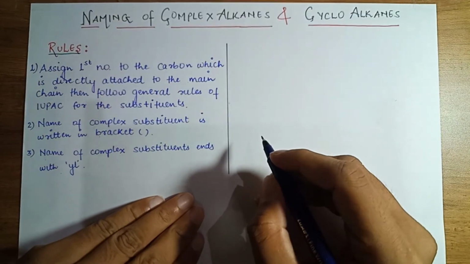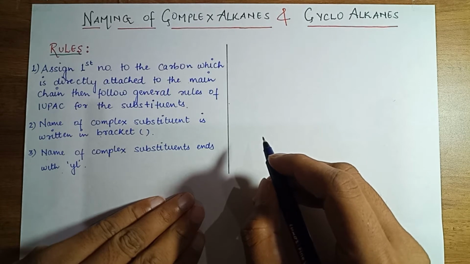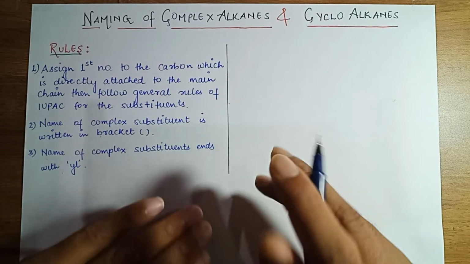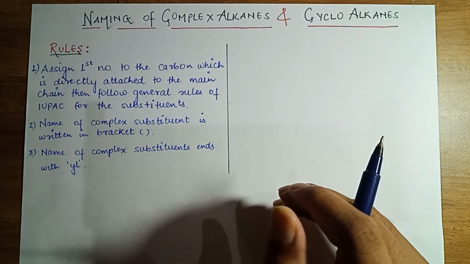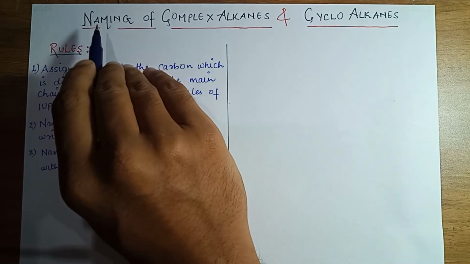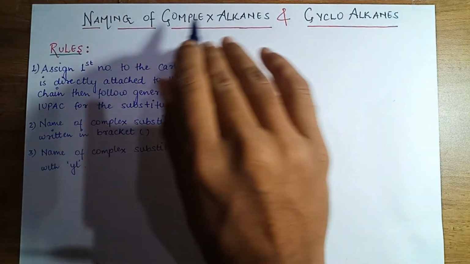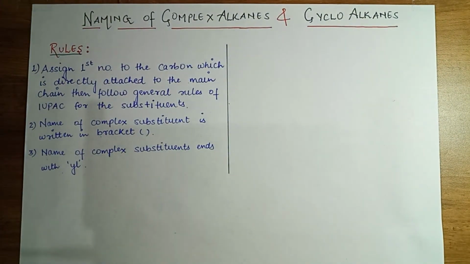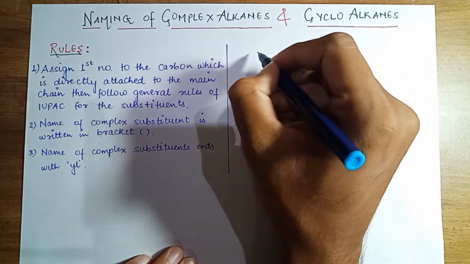Hello friends, we were discussing how to give IUPAC names to the following compounds. In part 1, we discussed the general rules as well as how to name the alkanes. In part 2 we will see naming of complex alkanes and cycloalkanes. In complex alkanes, we will see how to name complex substituents. Let us begin with the example.